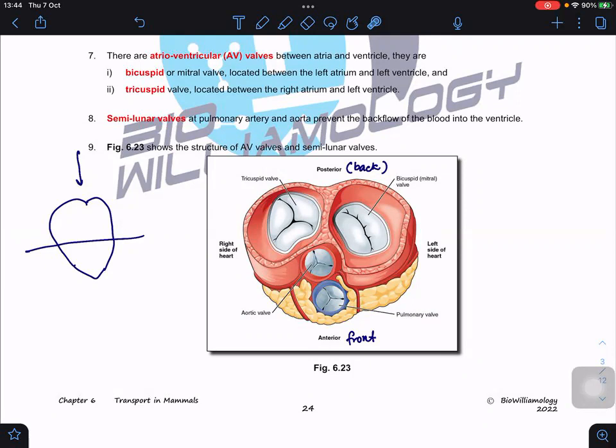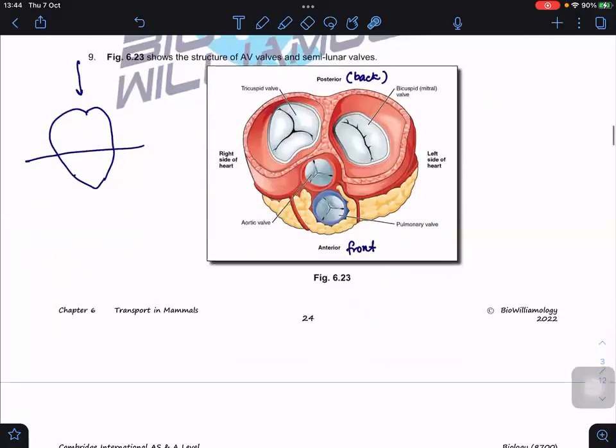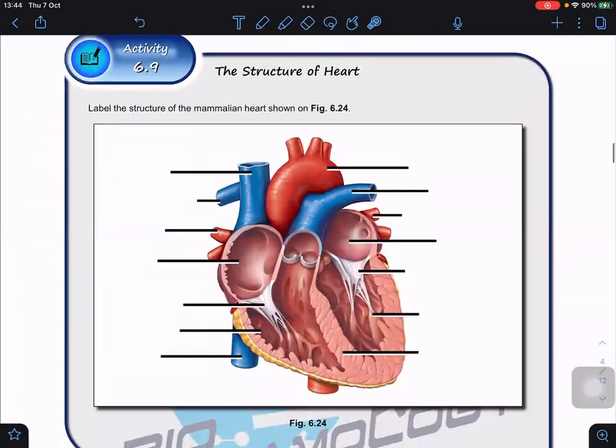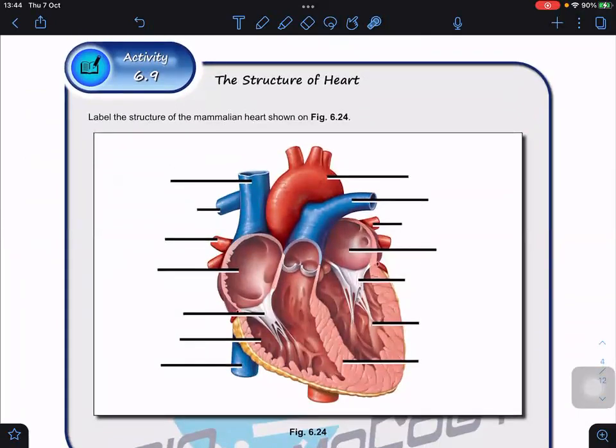Okay, any questions so far? So now, your turn, okay, to answer the question. Let's fill in the blank here. 5 minutes.